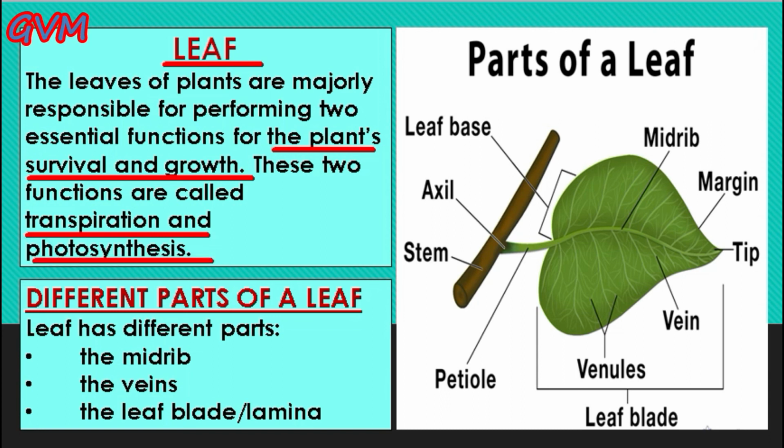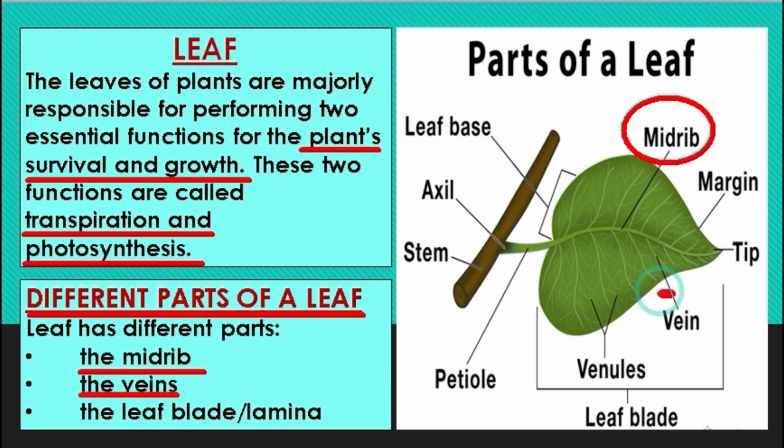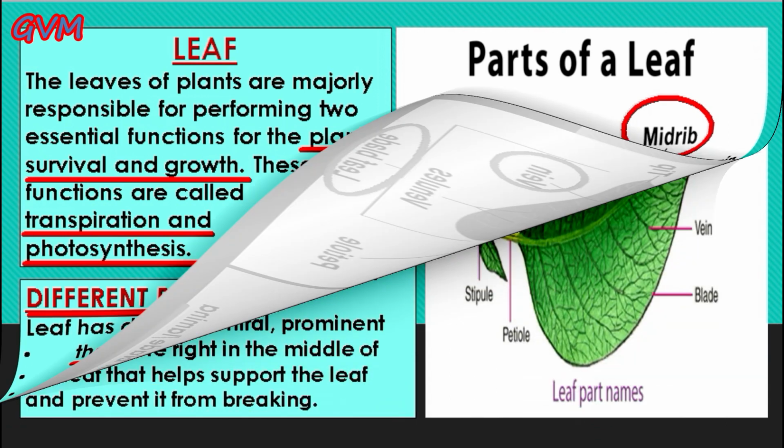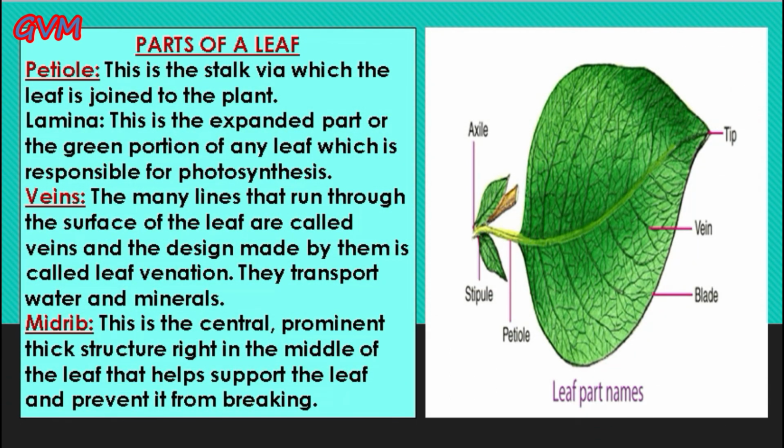But students, before discussing these two important functions of a leaf, firstly we will discuss the different parts of a leaf. Students, mainly the leaf is divided into three different parts: the midrib, the veins, and lastly the leaf blade or lamina. Now students, let's understand each and every part of a leaf elaborately. The first one is the petiole. Students, this petiole is the stalk-like structure that joins the leaf to the plant.